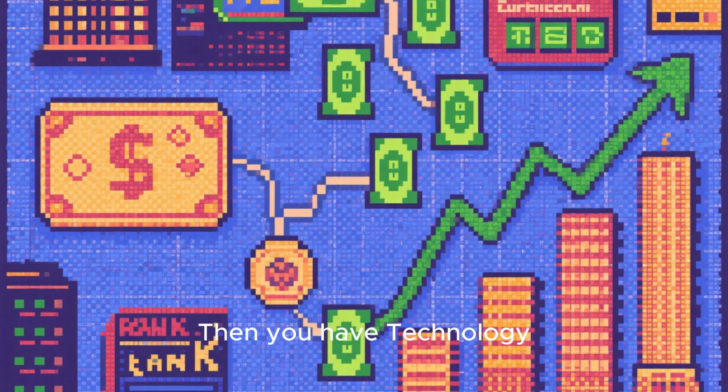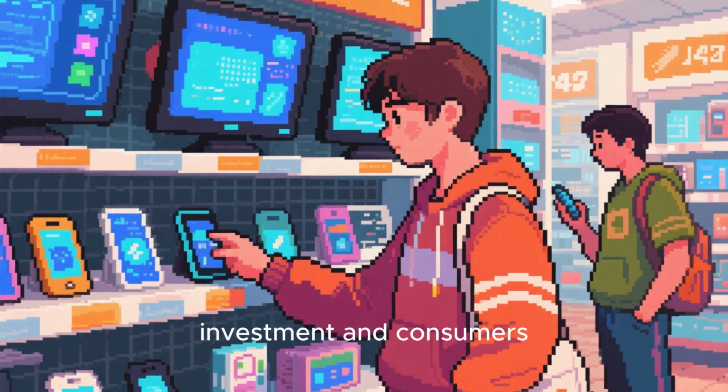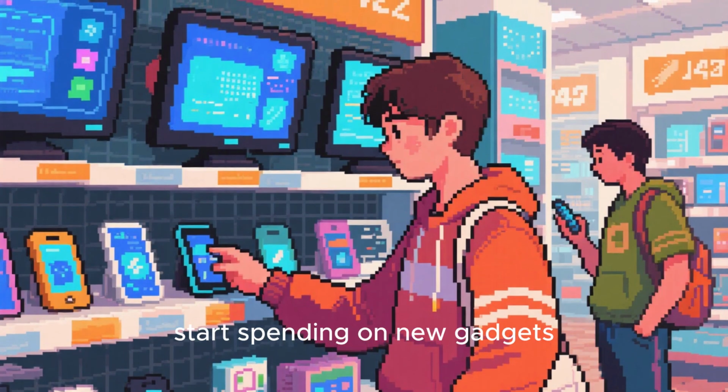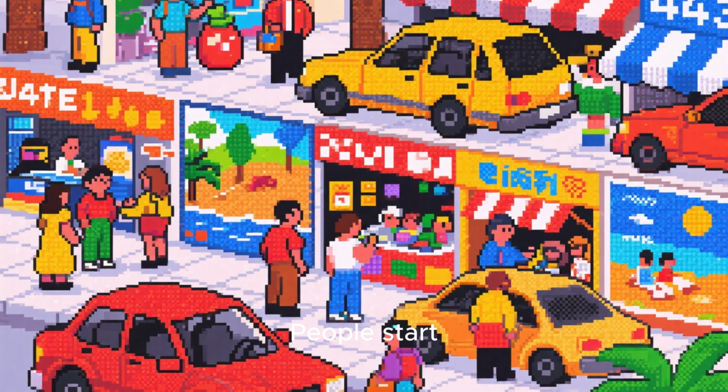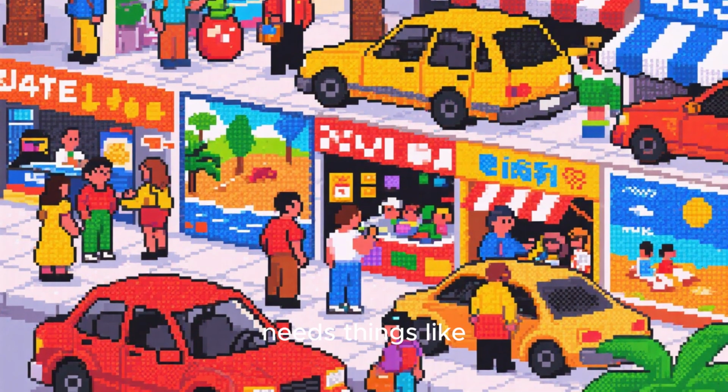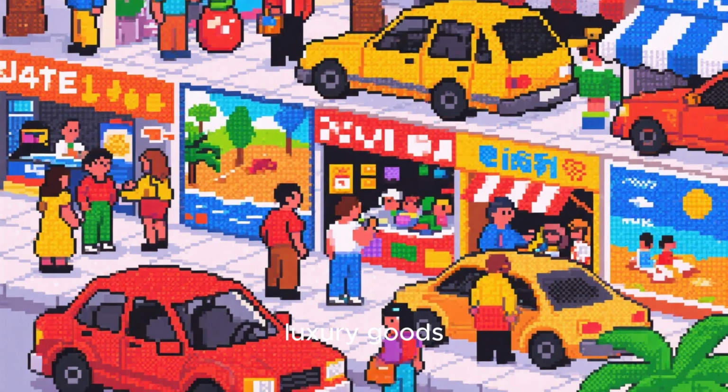Then you have technology. Companies see renewed business investment, and consumers start spending on new gadgets. And finally, consumer discretionary. People start spending on wants, not just needs, things like cars, travel, and luxury goods.